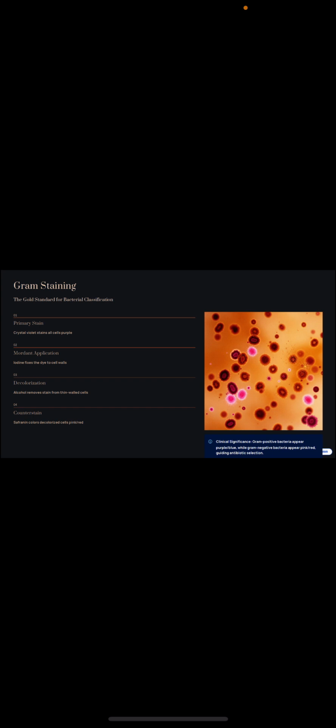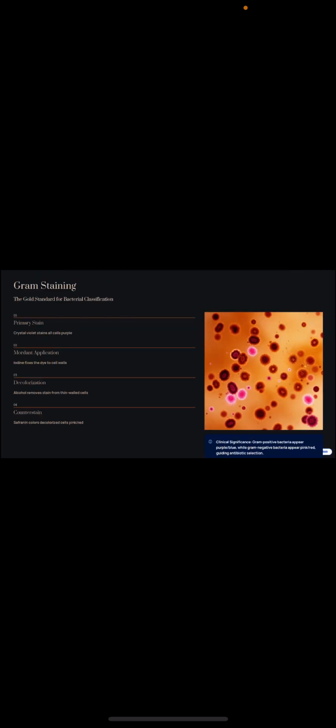Also, the reagents used in the gram staining method: crystal violet is the primary stain. Then there is iodine, which is the mordant and forms a complex with the crystal violet. Then there is alcohol, which is used for decolorization. Then there is the counter stain, where safranin is used.